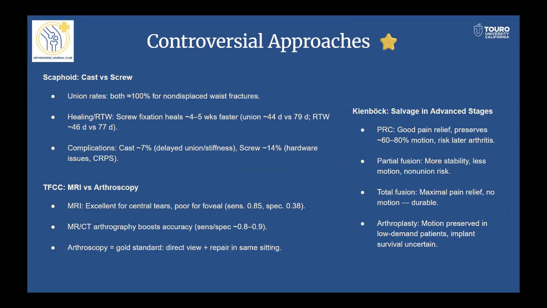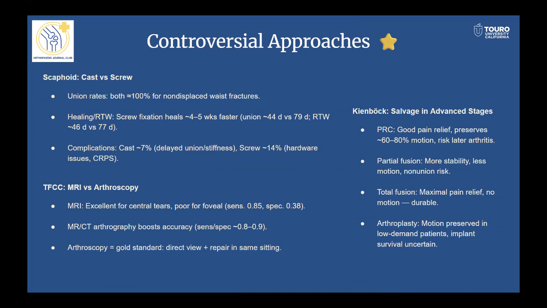When we're talking about TFCC, MRI versus arthroscopy, MRI is good at spotting central TFCC tears, but not as good at foveal tears, which are the ones that actually cause instability. When we add in some contrast, arthrography, it improves accuracy, especially for peripheral and foveal tears. And at the end of the day, arthroscopy lets you see the tear directly and fix it right while you're there. It's something we should all get used to as our future as orthopedic surgeons.